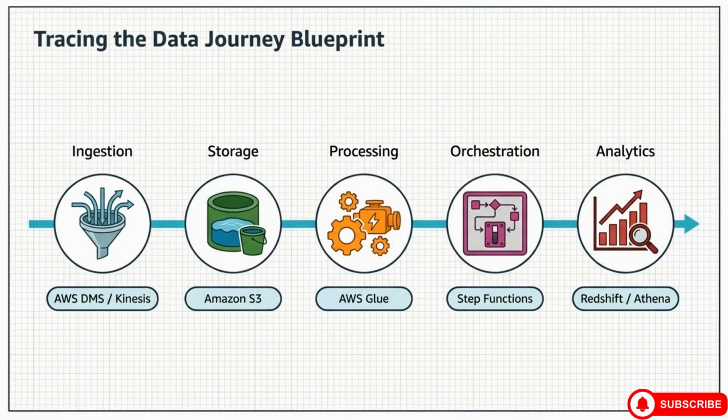The journey begins with ingestion, using services like AWS DMS or Amazon Kinesis. The incoming data is then stored in Amazon S3 data lakes. AWS Glue performs distributed processing and transformation using Spark-based ETL pipelines. AWS Step Functions orchestrate the entire workflow, coordinating dependencies and automation. Finally, analytics platforms such as Amazon Redshift and Amazon Athena enable large-scale business intelligence and interactive querying.